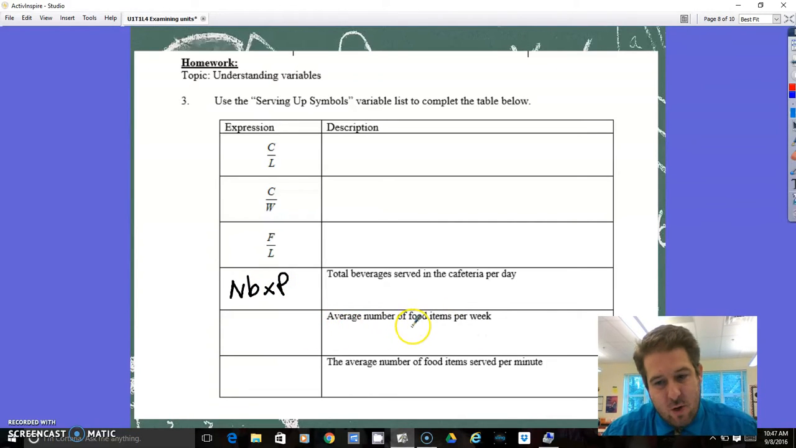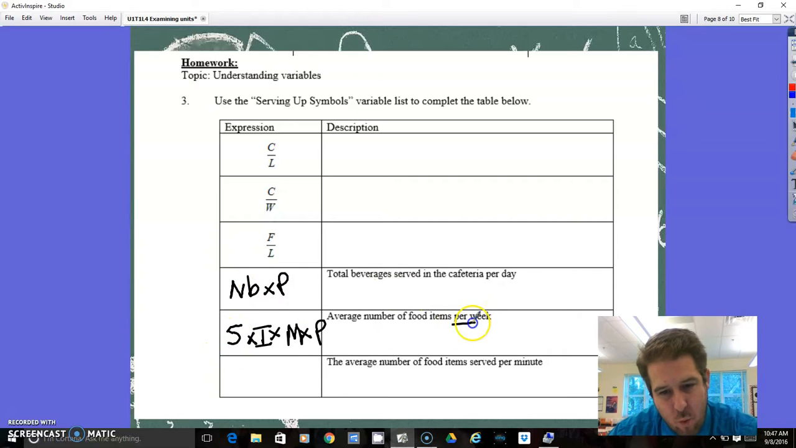So this one can be tricky. And keep in mind, before I go any further, there are other ways of solving this, but I'm going to do 5 times I times M times P. And I'm going to break that down for you. Now, why is it 5 times? Because it's per week, and there are 5 days in a week.